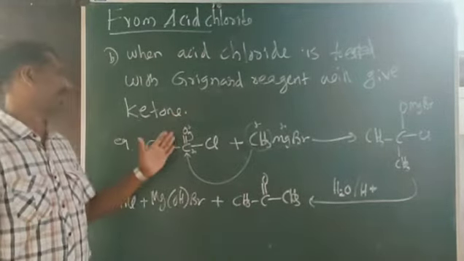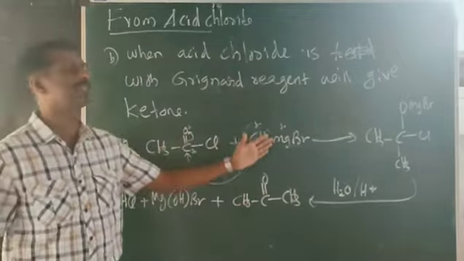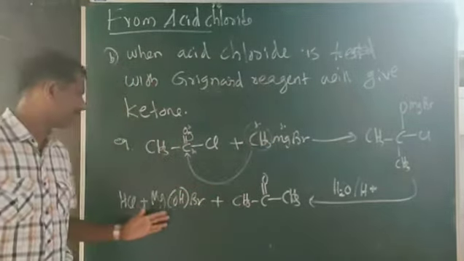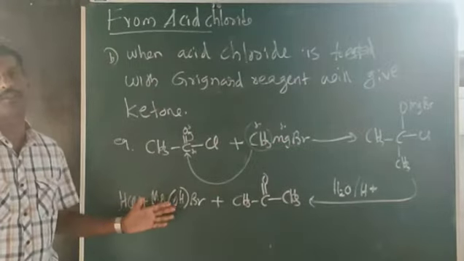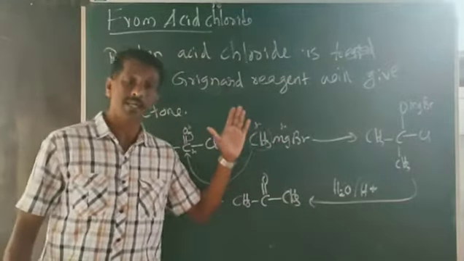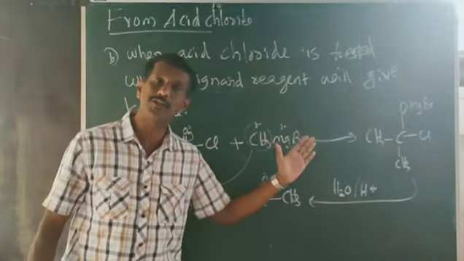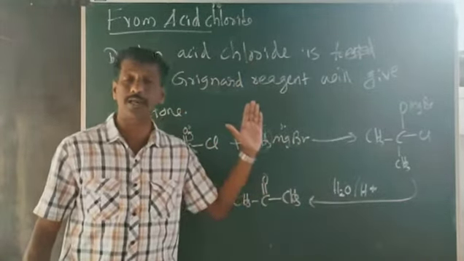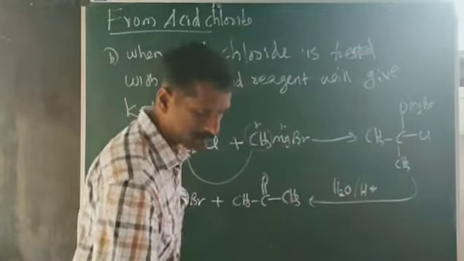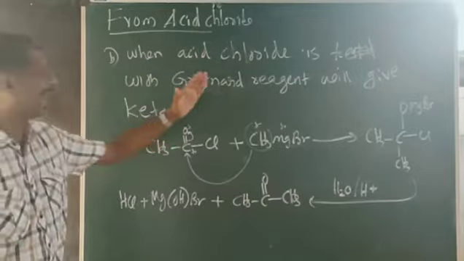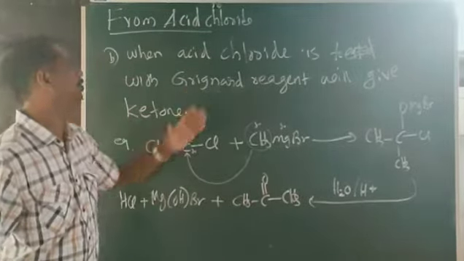Okay, this way we are preparing ketone from acid chloride. When acid chloride is treated with the Grignard reagent, we get ketone. Similarly, when acid chloride is reduced with hydrogen in presence of palladium and barium sulfate, we get aldehyde. That reaction is known as Rosenmund reduction. So this is how we are preparing aldehyde and ketone from acid chloride.